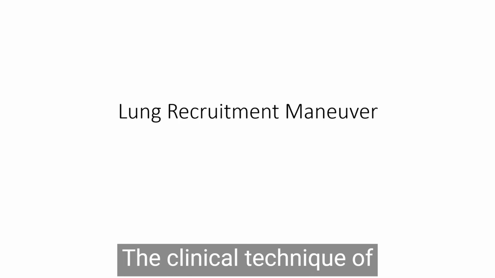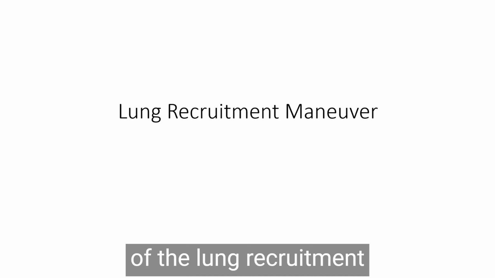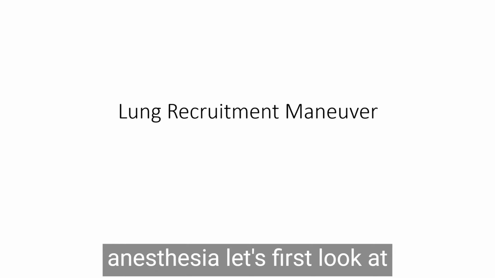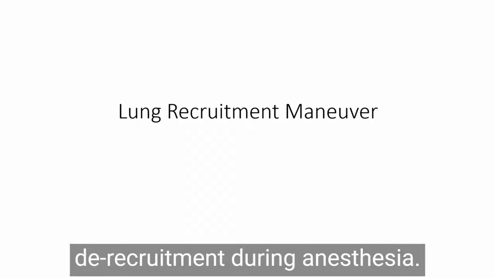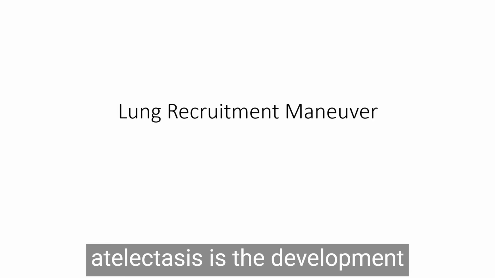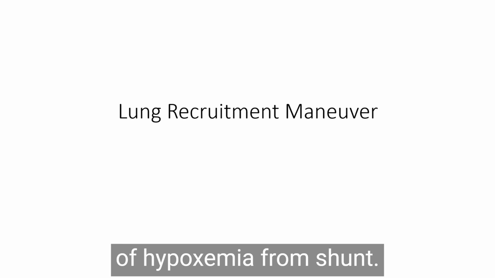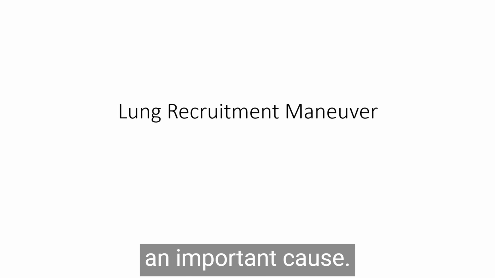The clinical technique of re-expanding collapsed or derecruited lungs or segments of lungs or alveoli is called a lung recruitment maneuver. Before I describe the technique of the lung recruitment maneuver I use during anesthesia, let's first look at how we detect atelectasis or derecruitment during anesthesia. The first feature and most clinically pressing feature of atelectasis is the development of hypoxemia from shunt. The clinical approach to hypoxemia is discussed in the next video on ventilation, but atelectasis is an important cause.